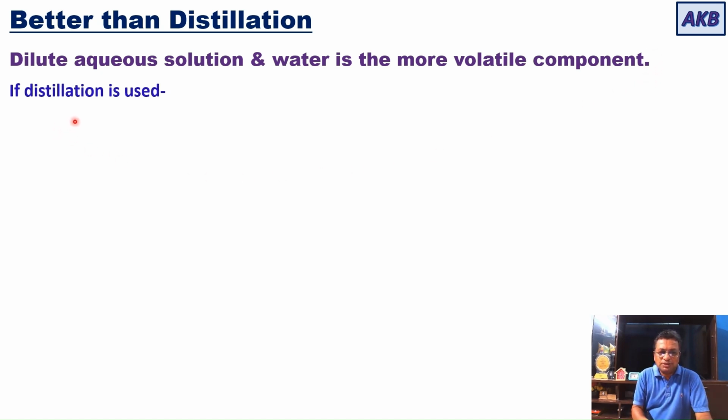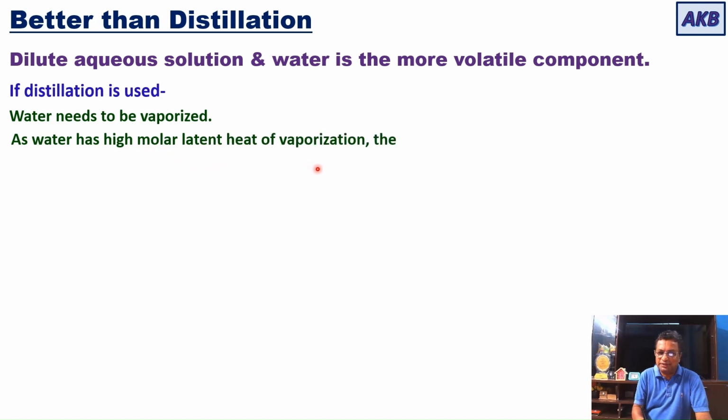So if you try to use distillation for these dilute aqueous solutions, what is required? You need to vaporize water. Water needs to be vaporized. And as water has high molar latent heat of vaporization, the heating cost is more. So in the case of dilute aqueous solutions, where you are separating water as the more volatile component, you need to vaporize large quantity of water. And as water has high molar latent heat of vaporization, the heating cost is more.